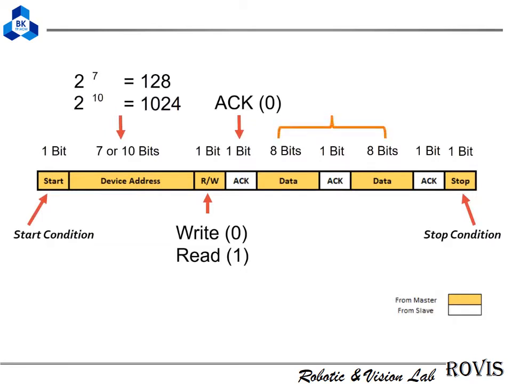After every 8 data bits in one direction, an acknowledgement bit is transmitted in the other direction. So it means for a write request, the slave has to send back an ACK bit to the master. And in case of a read request, the master has to send an ACK bit after each byte received from the slave. The address and data bytes are sent in most significant bit, or MSB, first fashion.